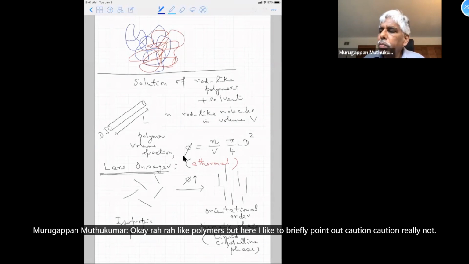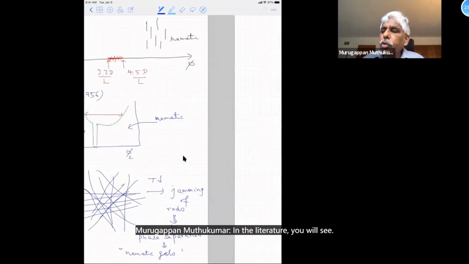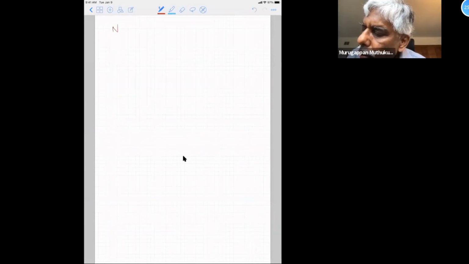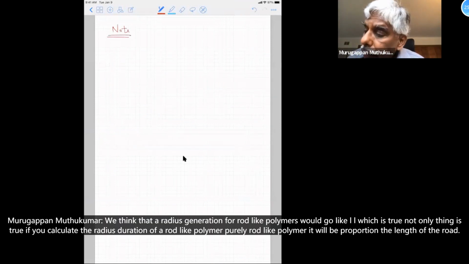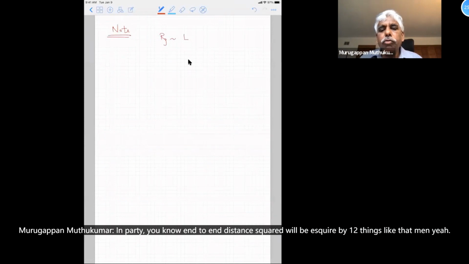But here, I'd like to briefly point out a cautionary note. It's in the literature, you will see this note about rod-like polymers. We think that the radius of gyration for rod-like polymers would go like L, which is true. Not only do we think so, it's true. If you calculate the radius of gyration of a purely rod-like polymer, it will be proportional to the length of the rod. In fact, the end-to-end distance squared would be L squared by 12, things like that.